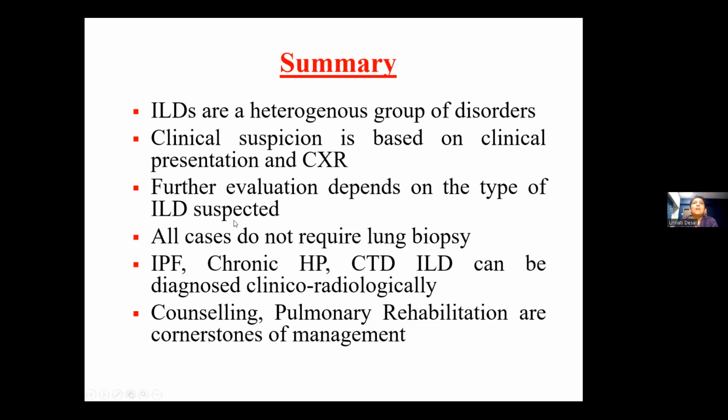Now, you need to evaluate ILDs further. A basic high-resolution computed tomogram with expiratory scans would be done in all ILDs. But whether to do advanced tests or biopsies would depend from case to case. You will do a basic clinical evaluation, basic blood tests, a basic X-ray and HRCT, and spirometry in all these cases. As I said, all cases do not require lung biopsy.